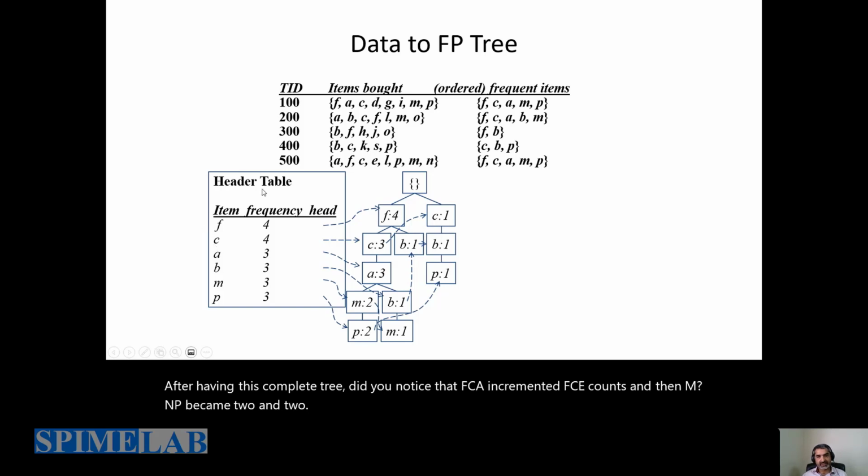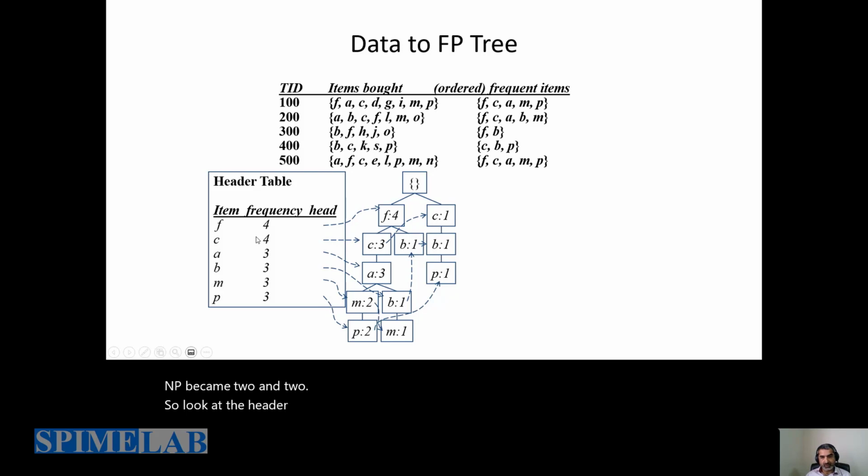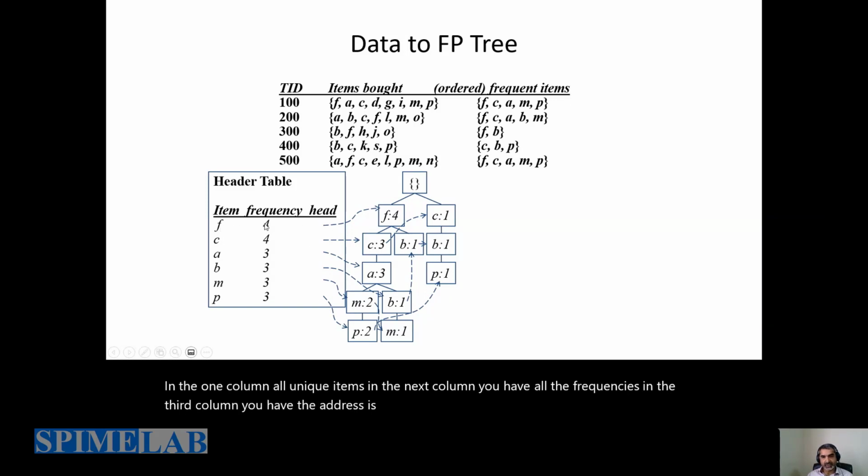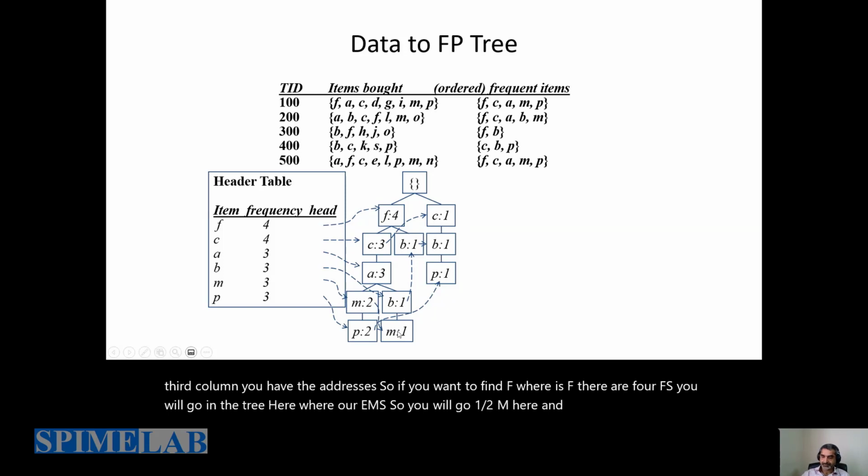So look at the header table now. You have in the one column all unique items. In the next column, you have all the frequencies. In the third column, you have the addresses. So if you want to find F, where is F? There are 4 Fs. You will go in the tree here. Where are M's? So you will go 2M here and 1M is here.